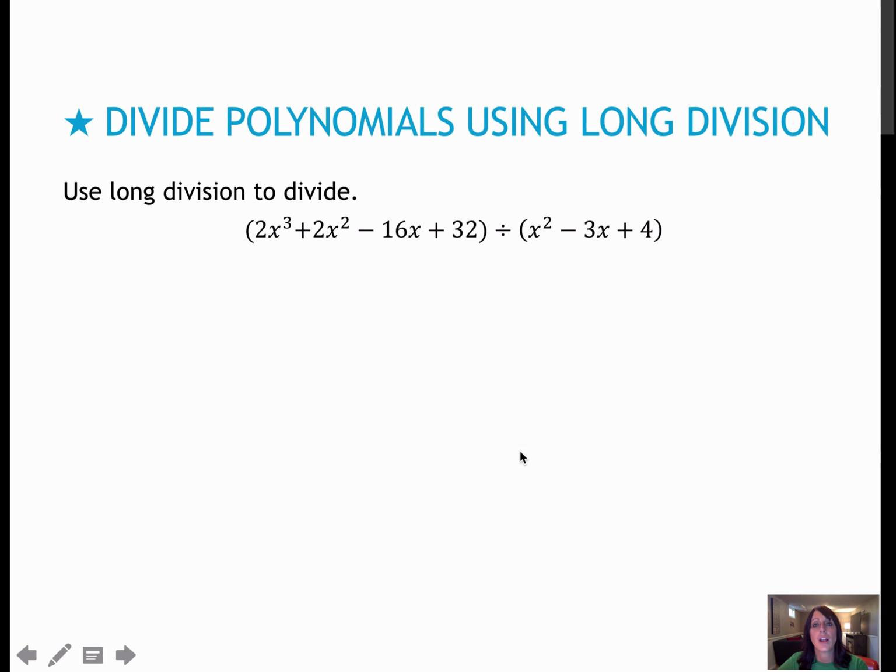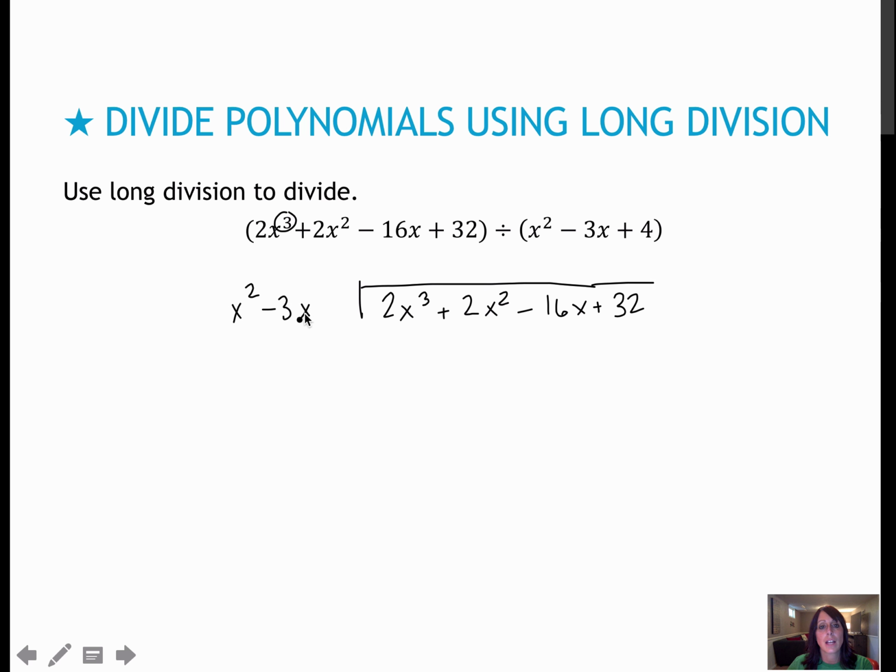Here's one for you to try on your own. So press pause, try this question, then press play to check your work. Again, on the inside, I have to start at the highest degree, which is 3, so 2x cubed. I do have an x squared value, I do have an x to the first value, and I do have an x to the 0 value. On the outside, this one's a little bit trickier. I have x squared minus 3x plus 4. Shouldn't matter, same idea. Let's take a look.